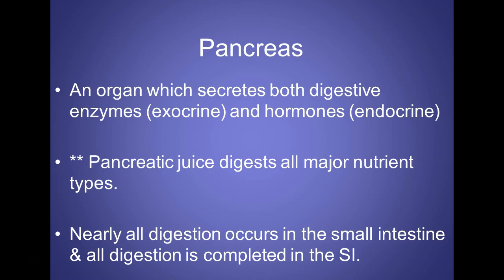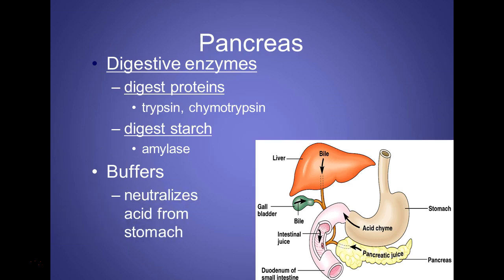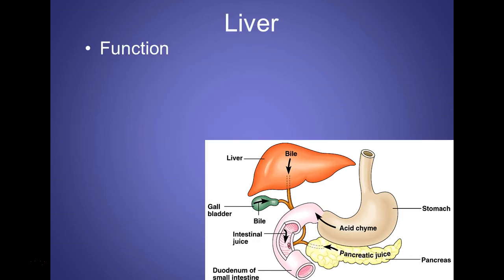So the pancreas directly puts all its digestive enzymes in. The pancreas is really important for digestion. Okay, so we have trypsin and chymotrypsin, and that's for digesting proteins. And then you have amylase. There's also some buffers, because the acid from the stomach needs to be neutralized, since the small intestines can't handle that acidic environment.